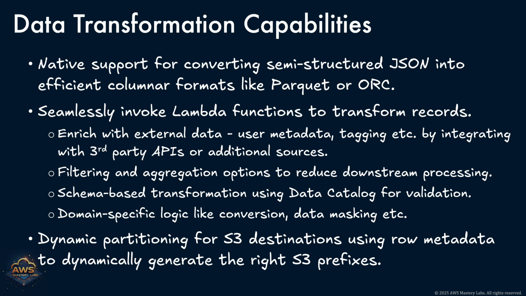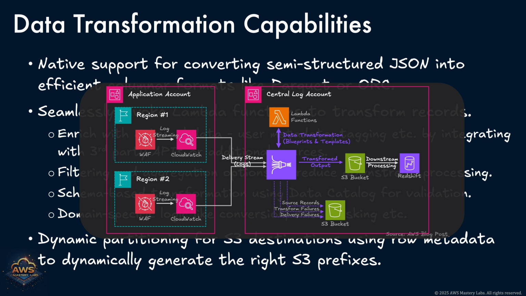In addition to Lambda-based transformations, Firehose offers native format conversion, allowing you to automatically convert JSON records into columnar formats like Apache Parquet or ORC. These formats are ideal for data lake environments, significantly improving the performance of downstream tools like Amazon Athena, Redshift Spectrum, and AWS Glue.